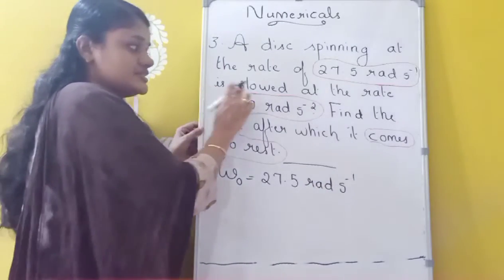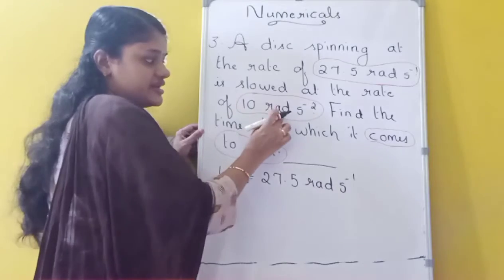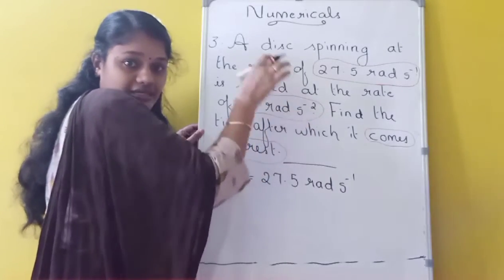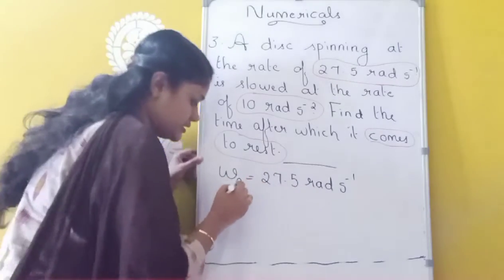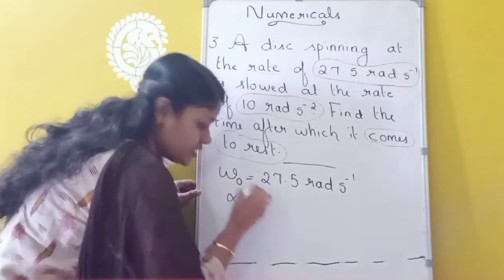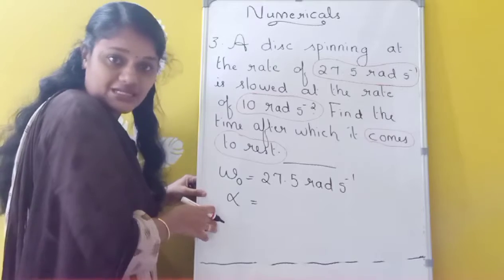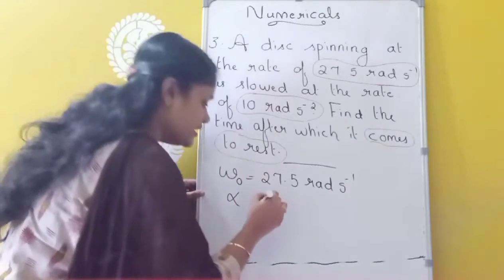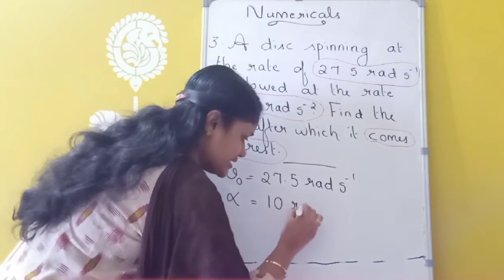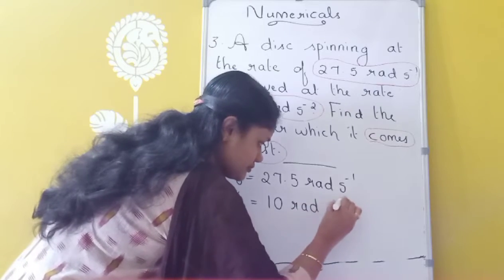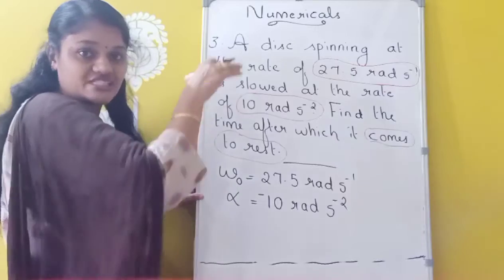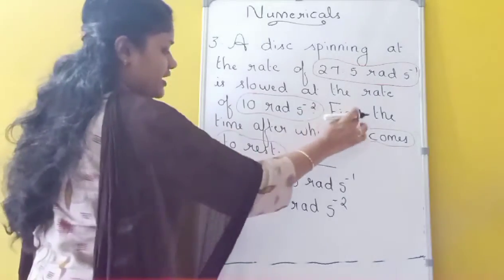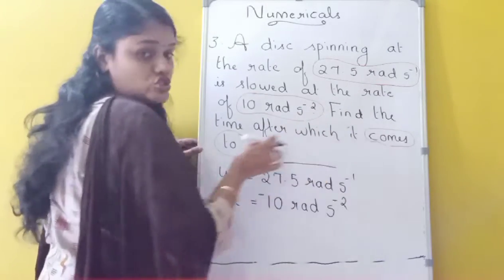Radian per second is slowed at the rate of 10 radian per second square. That means the rate of slowing down, that means deceleration. Or we can say the symbol as alpha. Alpha means angular acceleration. So it is given as how much here? 10 radians per second square. So since it is decelerating, we can put here minus because it is slowing down. Okay. Now find the time after which it comes to rest.